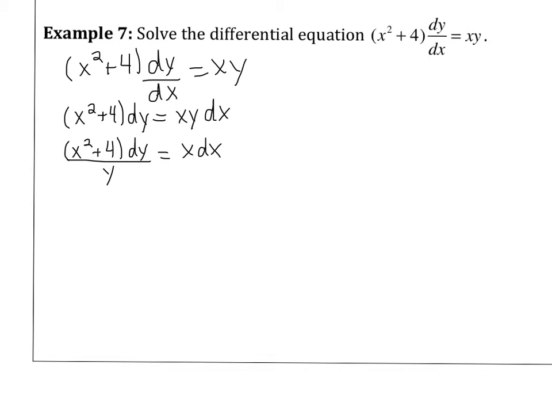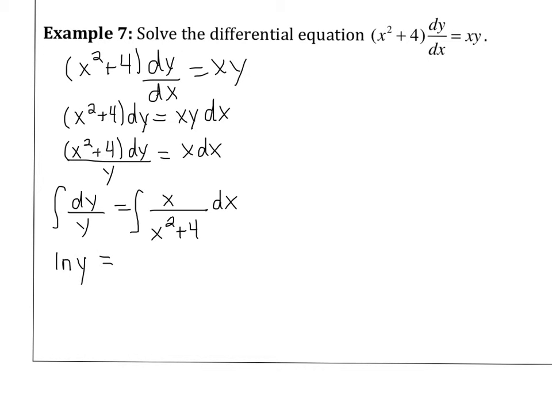And then, last but not least, we'll divide both sides by the quantity x squared plus 4 to have all of our x's on the right. So we will have dy over y equals x over x squared plus 4 dx. Okay, we are completely separated in terms of our variables, so we can go ahead and integrate both sides. Here we go. All right, now the antiderivative of dy over y, well, that would be the natural log of y, right?